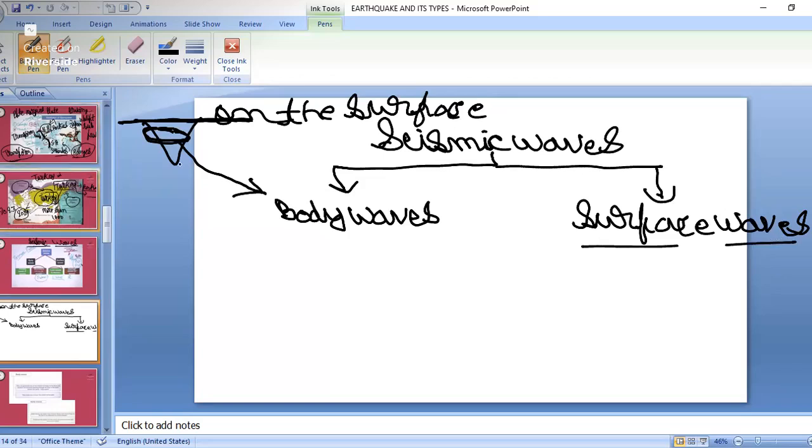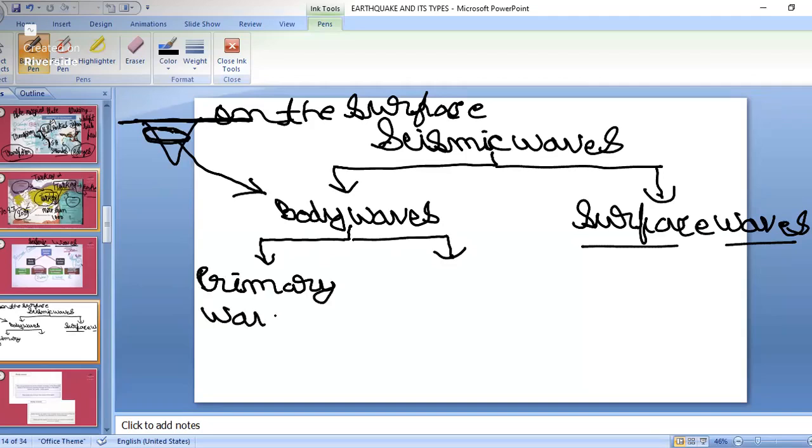So waves in the interior, in the body of the Earth, are the body waves, and on the surface, meaning outside the crust area, they are the surface waves. Now, the body waves are also subdivided into two parts: one is the primary waves, and the other is the secondary waves.